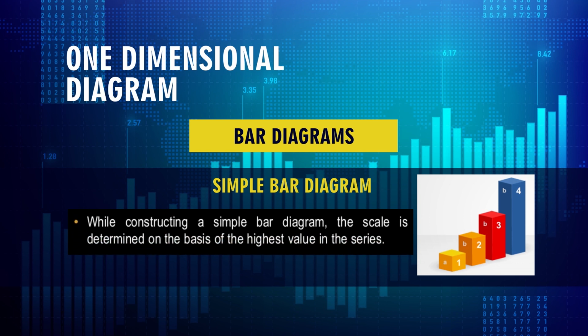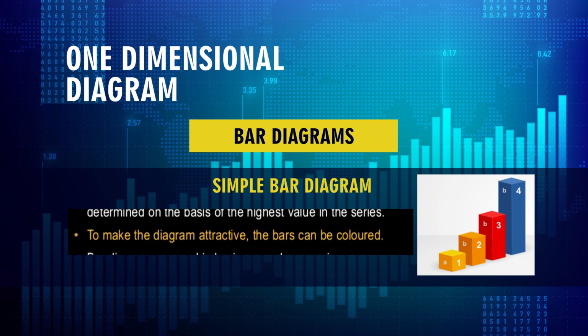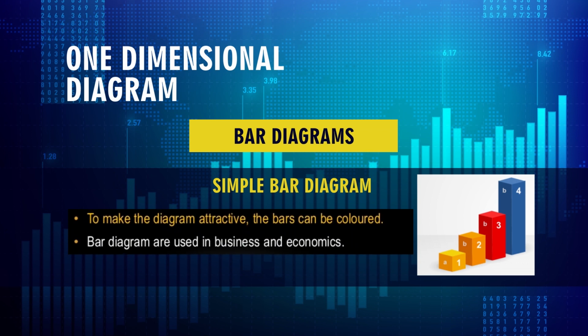While constructing a simple bar diagram, the scale is determined on the basis of the highest value in the series. To make the diagram attractive, the bars can be colored, like in this case, where you will find orange, yellow or blue color. So bar diagrams are used in business and economics.